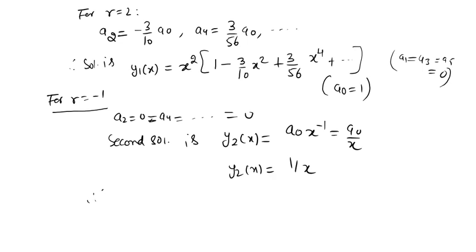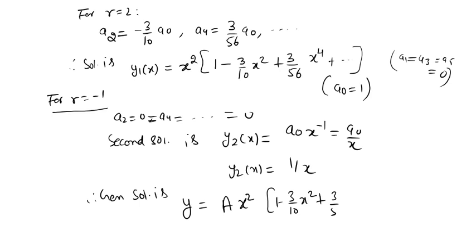So general solution is y equal to some constant times first solution, and 3 by 56, which is first solution, and so on. And second solution, this is 1 by x. So in this example we got second solution as well. So there are some situations in which we get a second solution, and there are some situations in which we don't have a second solution.